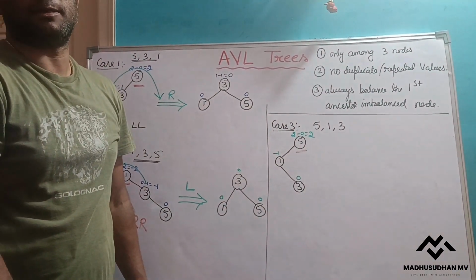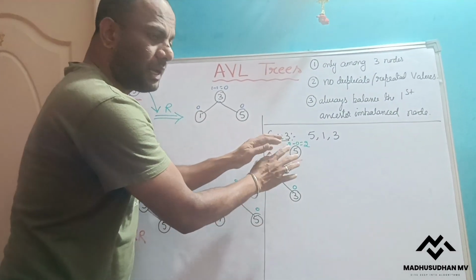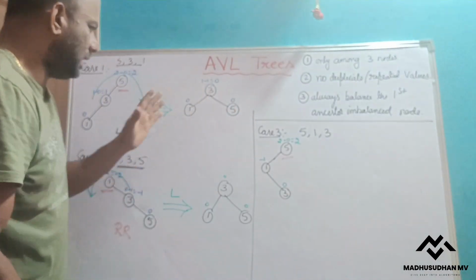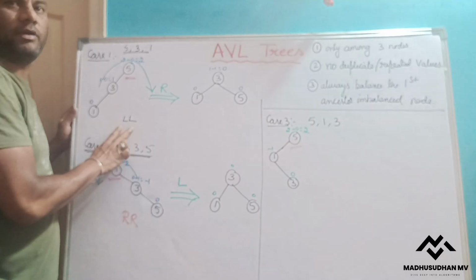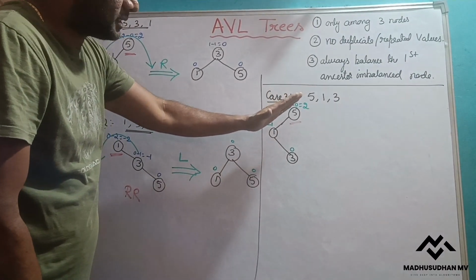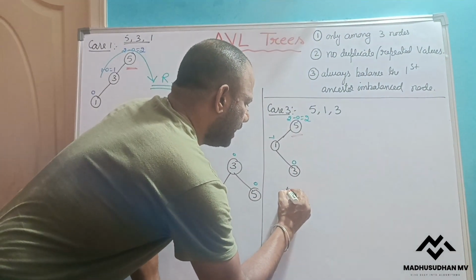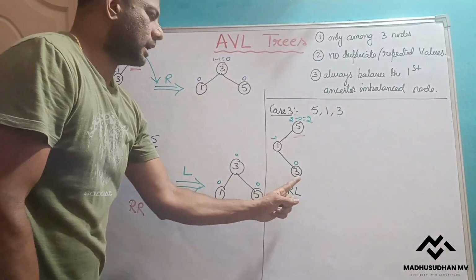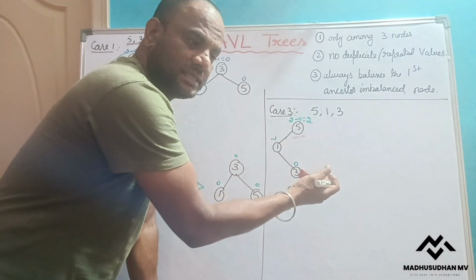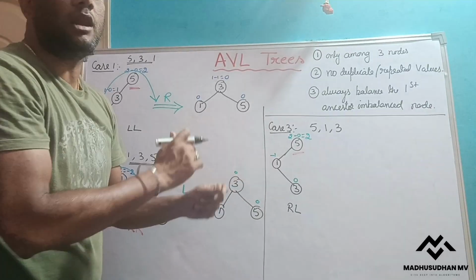Again, I have to balance. So now, how to do this balance? First, I cannot directly do it like these two. Now, why does this happen? Why did I do only single rotation before? Left of left, right of right. But now here what I did? First I inserted at left, then I inserted right. So that means I did right of left. This is left, this is right. To compensate for left, I have to do right, and to compensate right, I have to do left. So I have to do LR rotation.